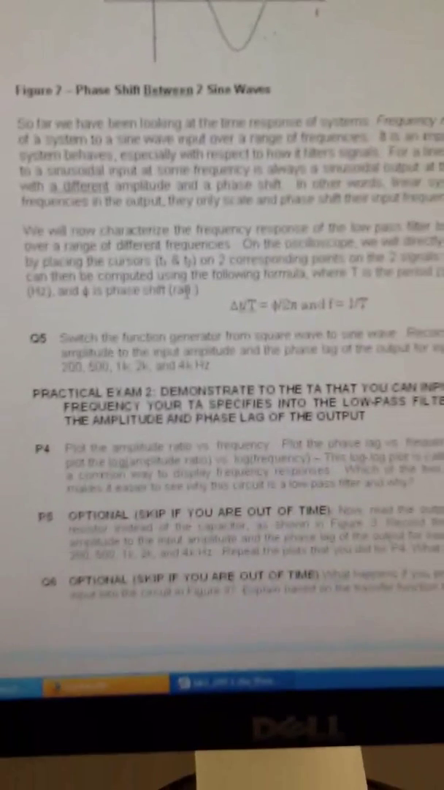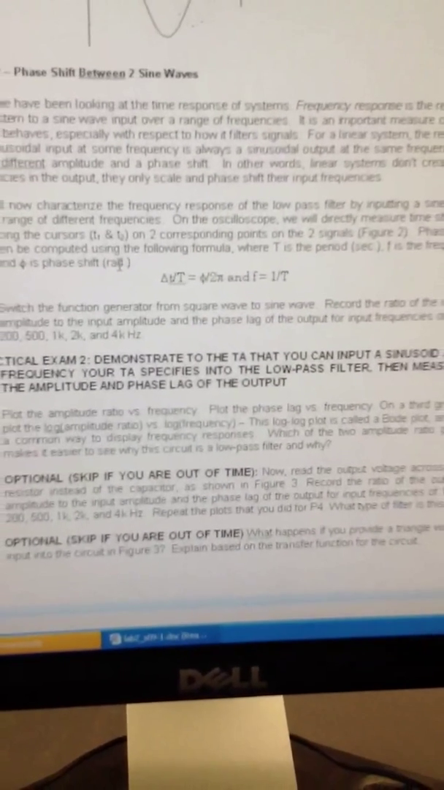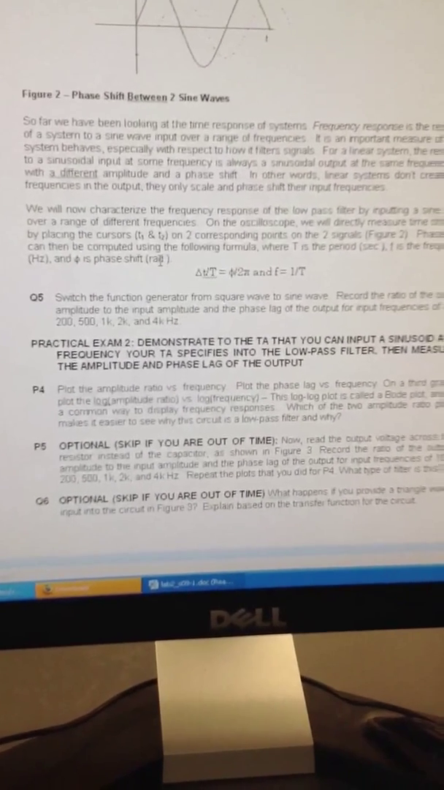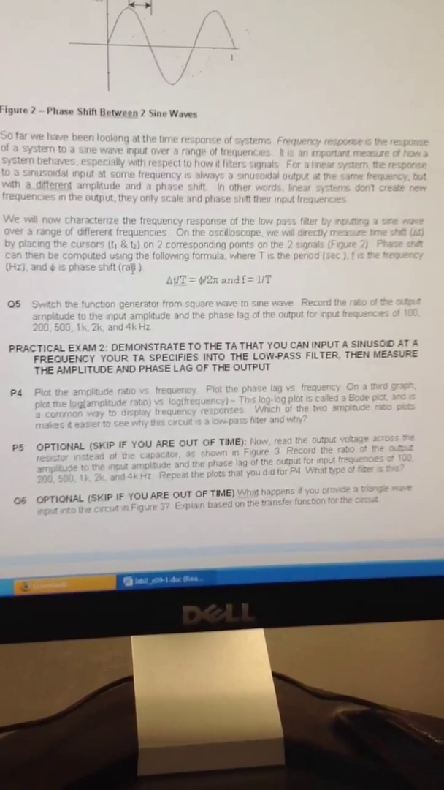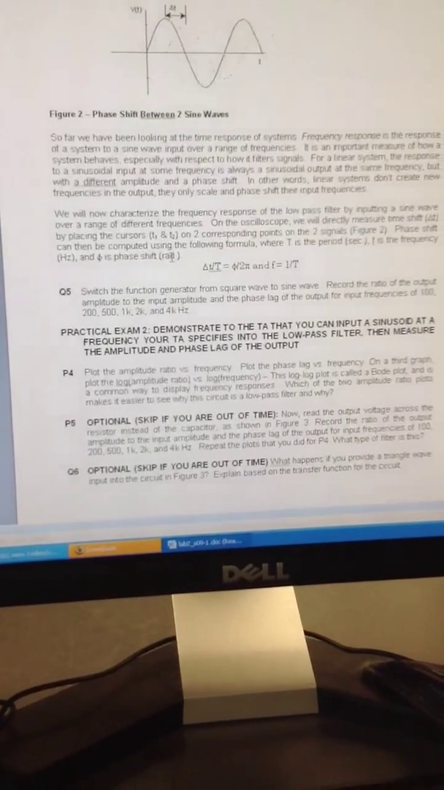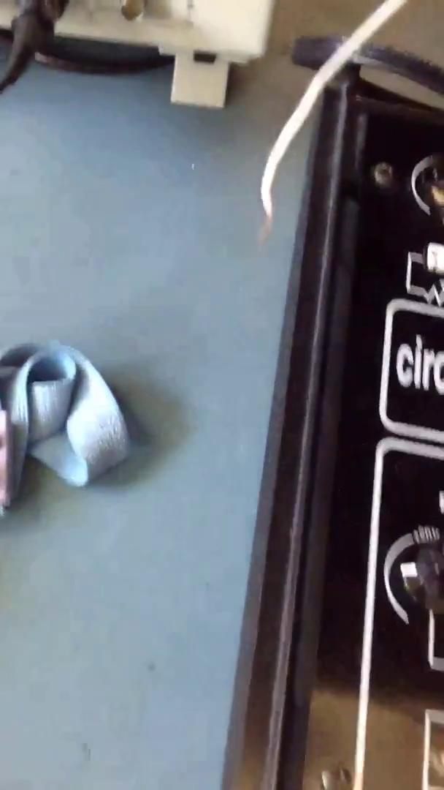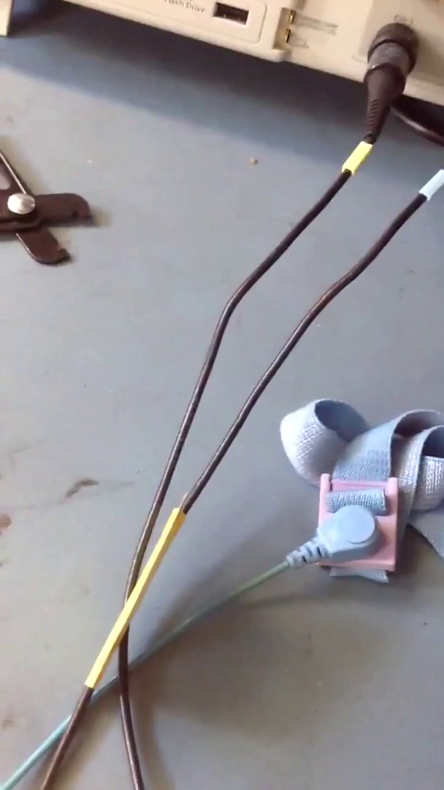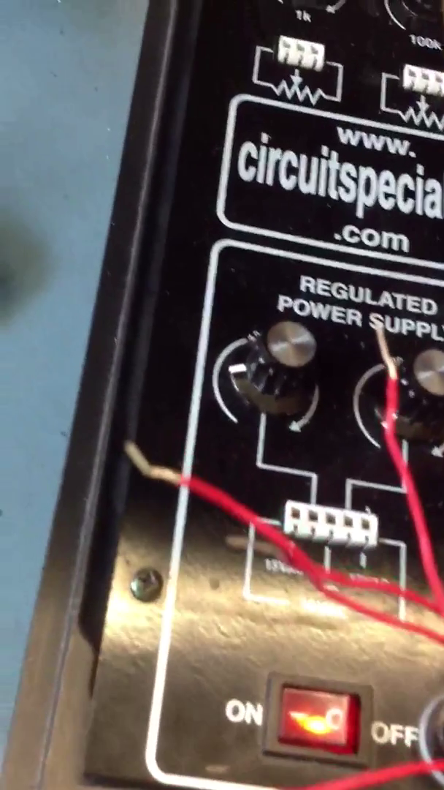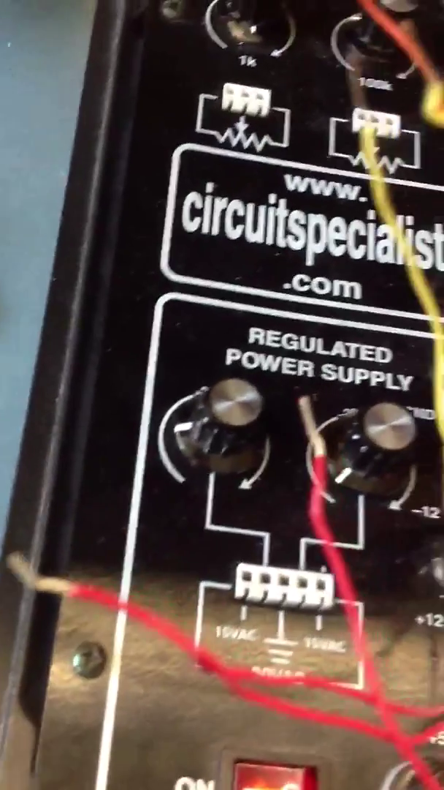Okay, so the exam states: input a frequency specified through the low-pass filter, then measure the amplitude and phase lag of the output. Alright, so let's just say it was one that wasn't on the thing, 450. Let's do 450. So let's do measure. It's at 3 kilohertz right now. Let's do 450.